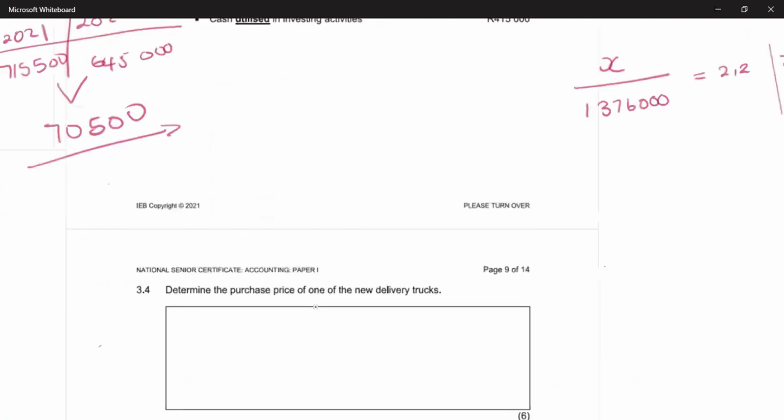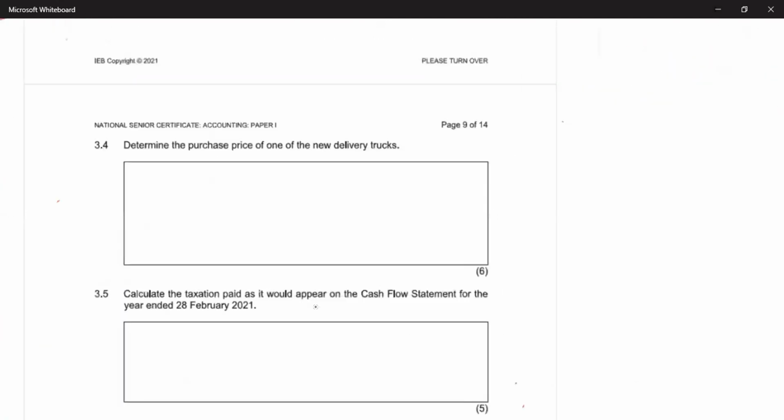Now, determine the purchase price of one of the new delivery trucks. Now, I like these types of questions, whereby they say, for example, calculate your proceeds from disposals, or calculate the purchase price of your new delivery trucks or your fixed asset, right? Most probably they're not going to give you those prices. You need to go about calculating them. Now, this is the formula you need to use, right? So whether it's calculating an additional fixed asset which was bought or any fixed asset which was sold.